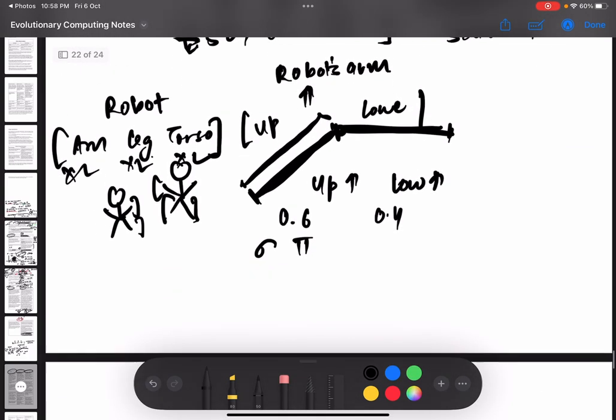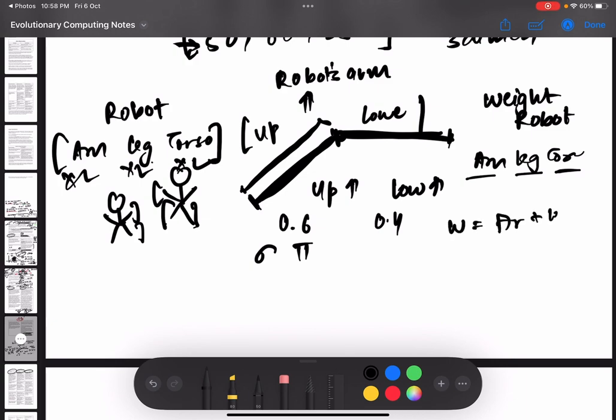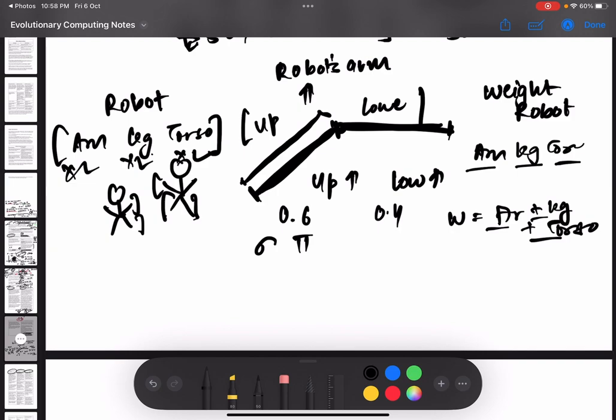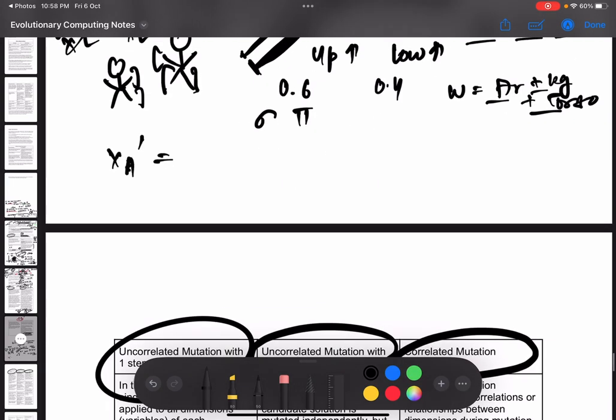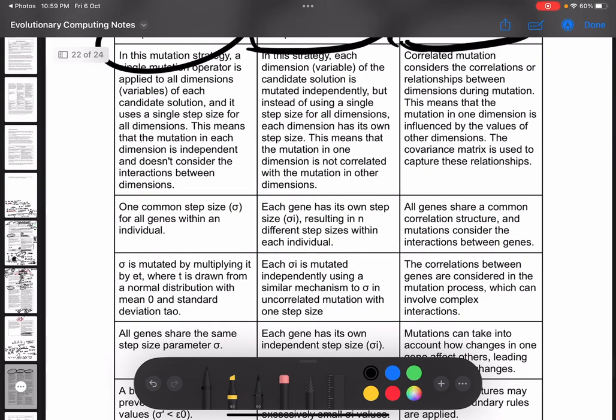Now think about correlated mutation. Think about now if you want to check the weight of the robot, right? As we increase the arm, leg, and torso, weight will depend upon all of these 3 values. So as arm increases, weight will be equal to the increase in arm plus increase in leg plus increase in torso. So correlated is something where each of the values increase dependent on each other. If we create a new mutated value of x, it becomes xa plus standard deviation around xb plus c. So see, the new value is dependent upon all 3 variables, on how all 3 of those genetic dimensions are evolving. I hope this example made everything a little easier.